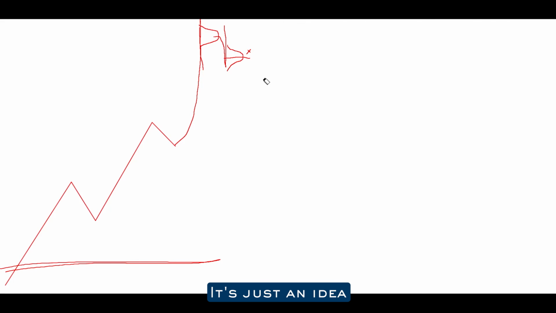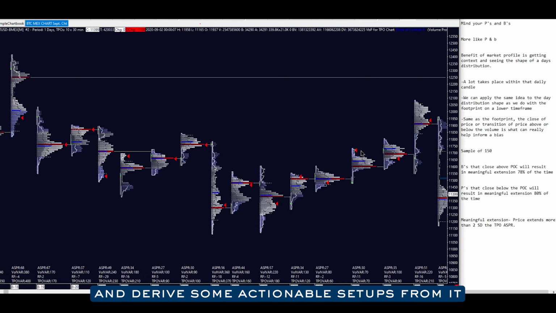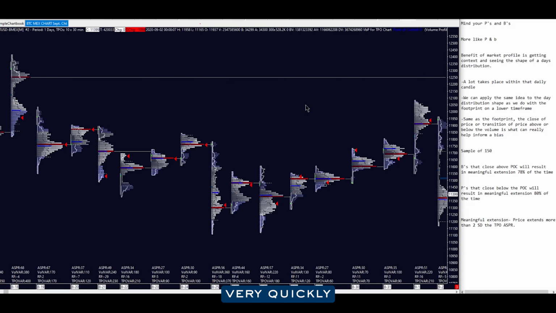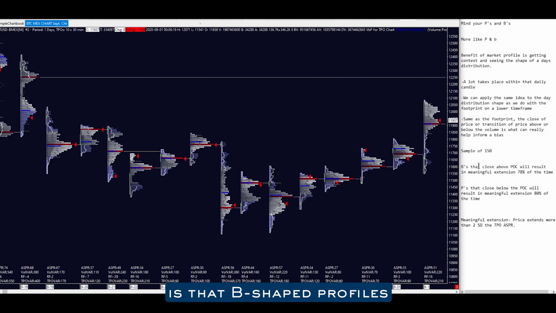It's the idea that you could look at the shapes of these profiles, take them into current context, and derive some actionable setups from it, and look back over the course of a year's worth of data very quickly and see how they've unfolded. And what we've seen is that B-shaped profiles in this bull market, where you close above the point of control, so the best case scenario, 78% of the time have resulted in a substantial move upward.